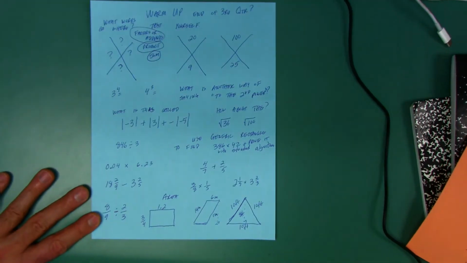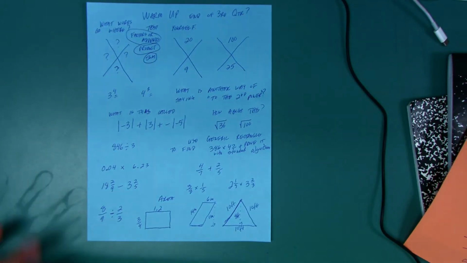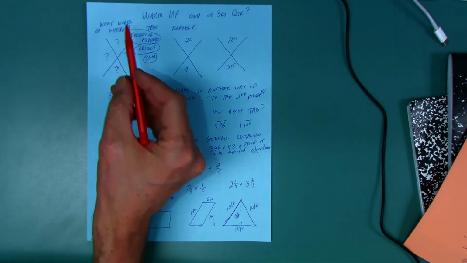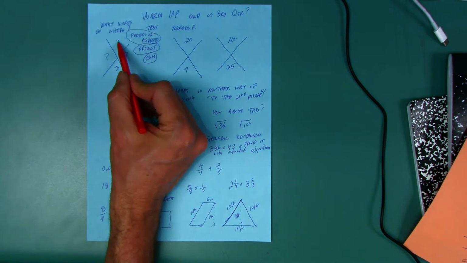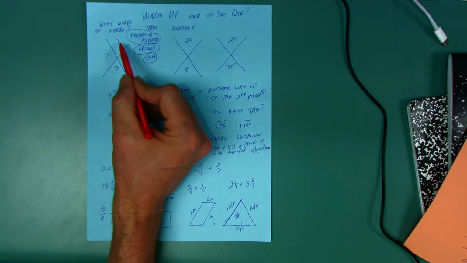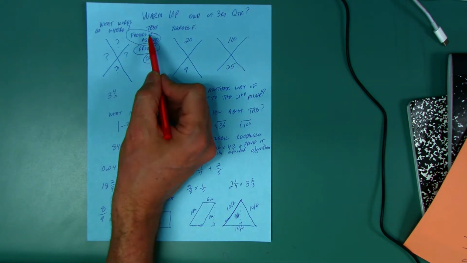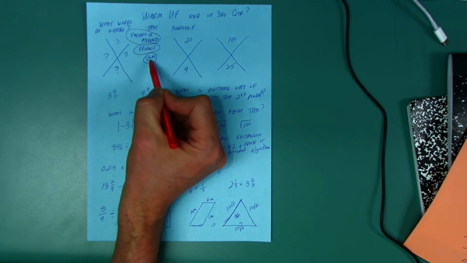All right, exciting. Anyway, copy this down. This is a little bit of a test for you. These are all things that we've covered this year, and we want to see if you know how to do them. Okay. So here, if you can't read my writing, what are the words to describe the numbers that go in these four spots? Your choices are factors or add-ins, product or sum.